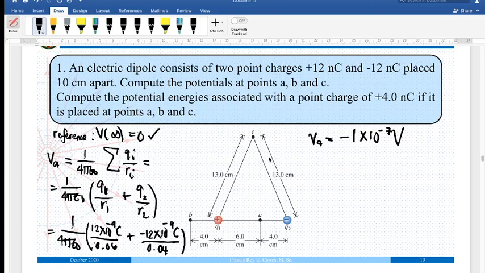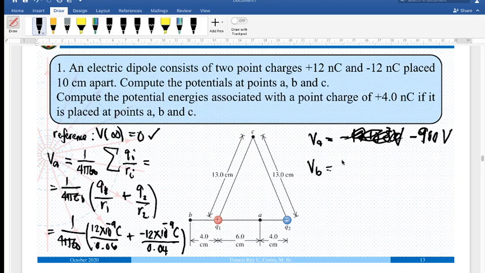So what is happening? This is negative 900 volts, which is still equal to the fact that it is closer to the negative source charge. Okay? So how about your VB? Your potential at B is here.